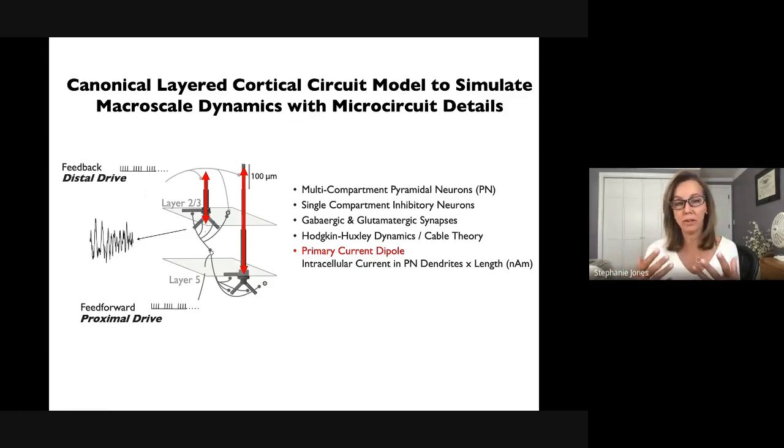Now, as I've mentioned, these networks are receiving input from other parts of the brain. So any simulation that we do is going to consist of, okay, well, what are we going to do to this network?